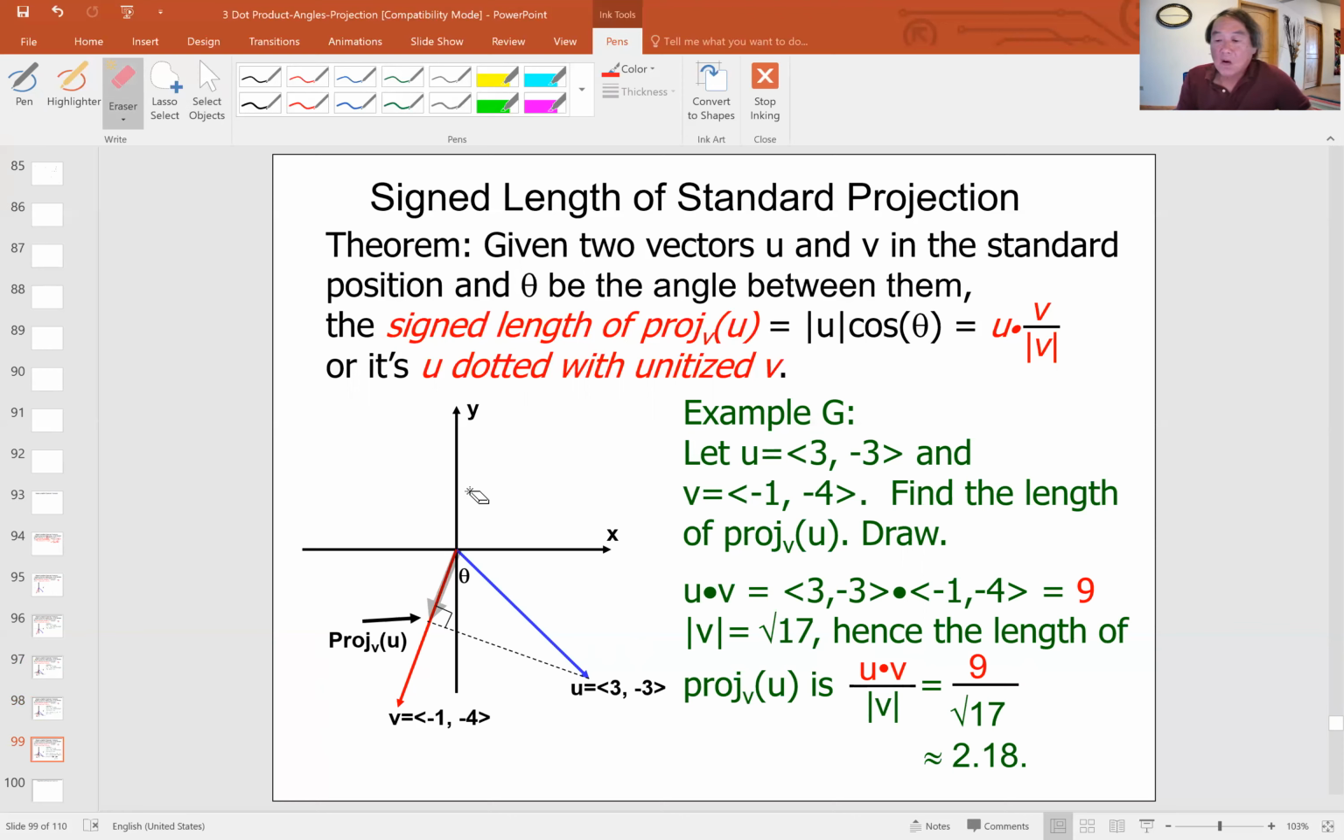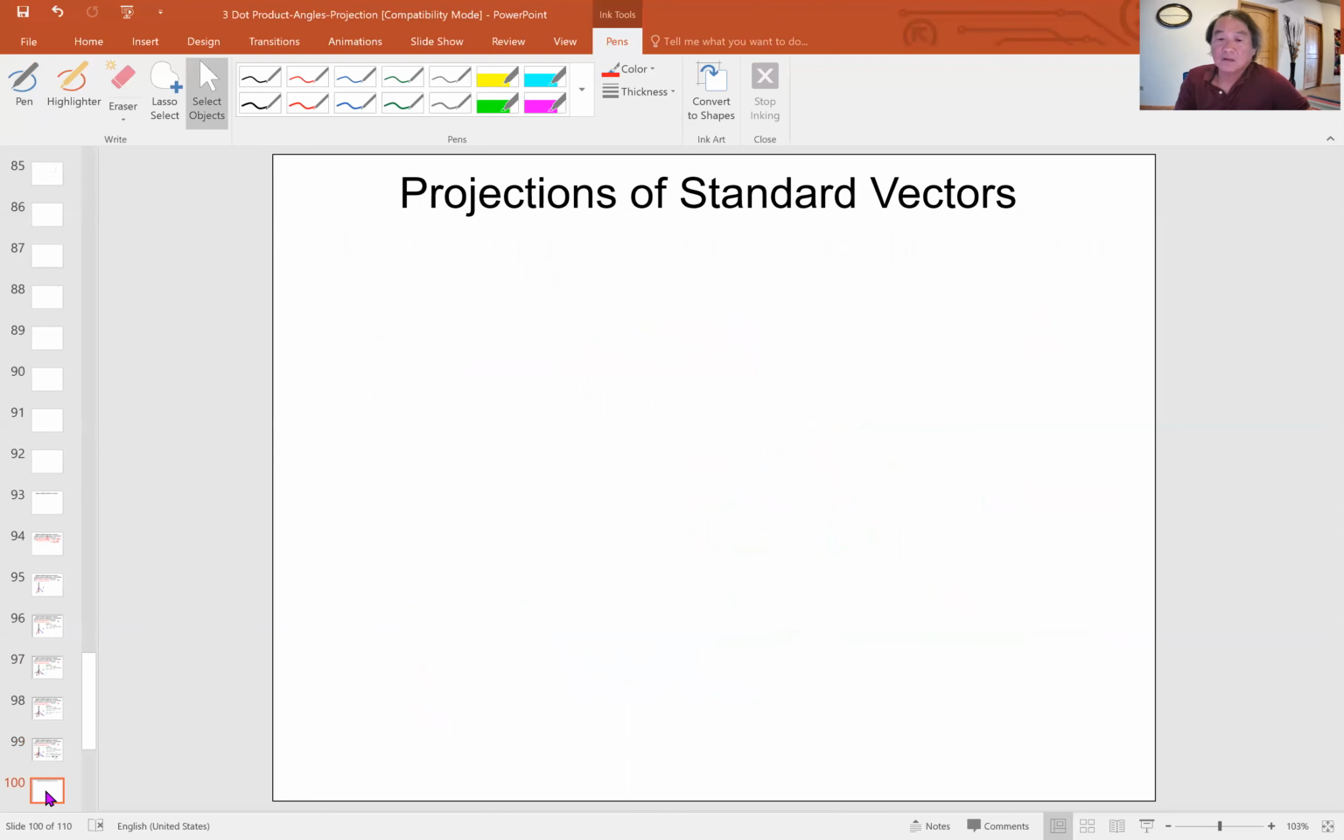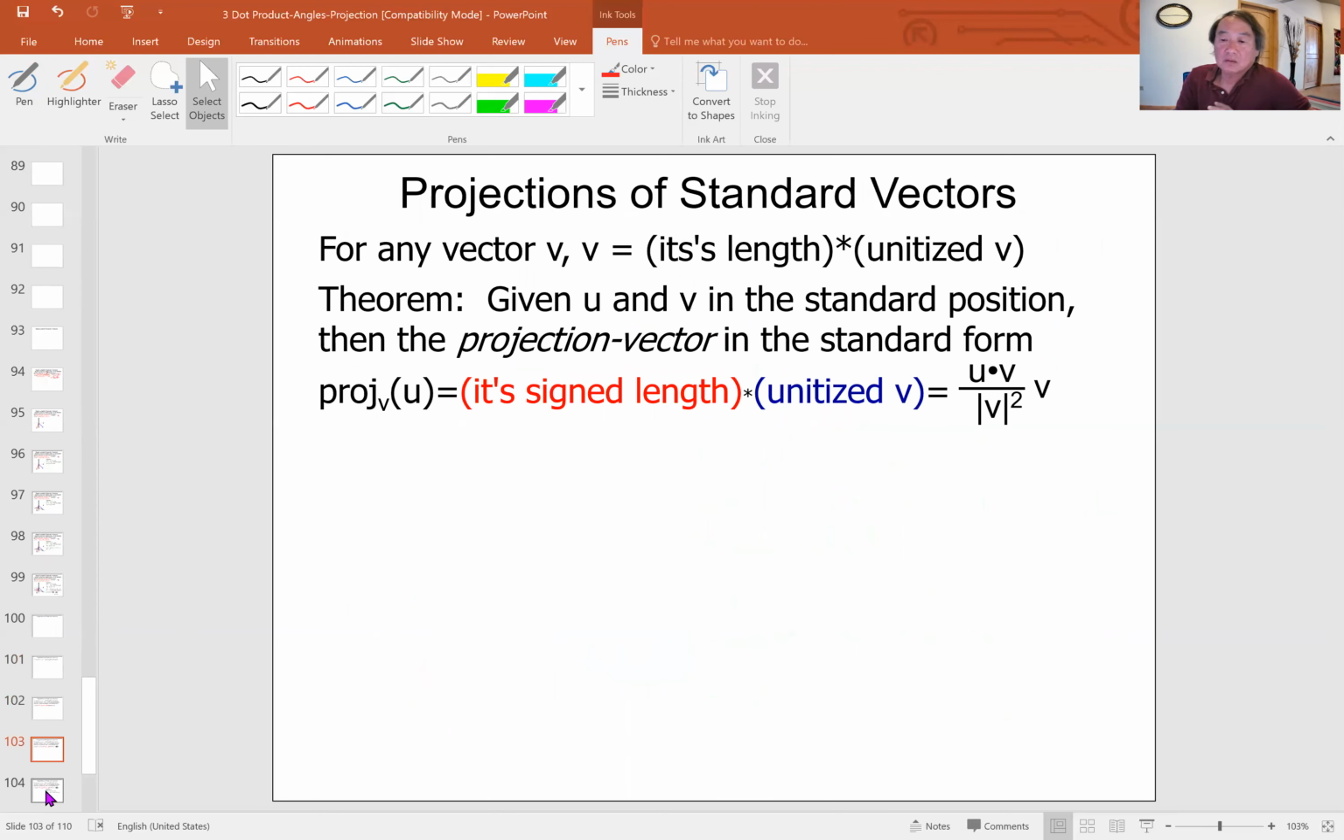Now, what we really want, one more step, is what exactly is the standard position of the shadow? That is, what is the coordinate of the tip? To calculate the coordinate of the tip, we do the following trick. Again, we take V, we shrink it back to length 1.